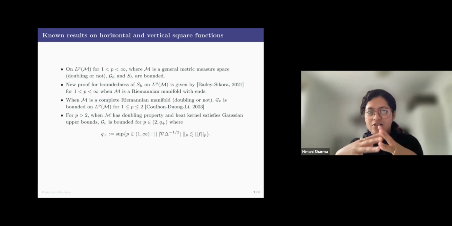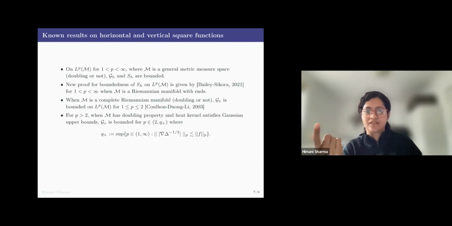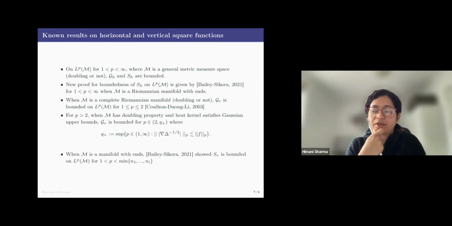Now, this result so far has been done for the vertical square function only for the doubling case. For the non-doubling case, not many results have been obtained so far, but recently, in this 2021 paper of Bailey and Sikora, they showed the boundedness of the vertical square function on L^p(M) spaces, where M is a manifold with ends that we have seen before. This is a case of a non-doubling manifold. So it is not a general result, but it includes the case of a non-doubling manifold. It's a particular case of that.